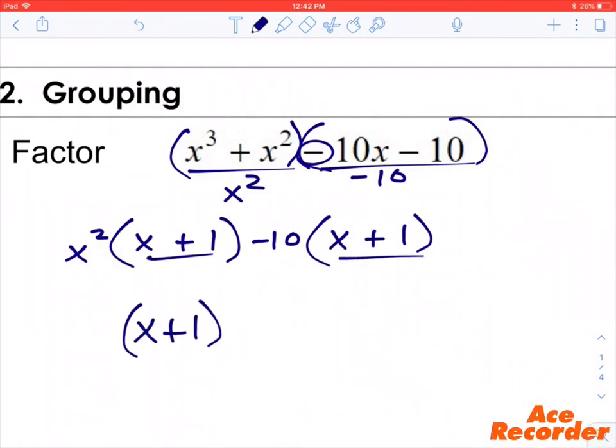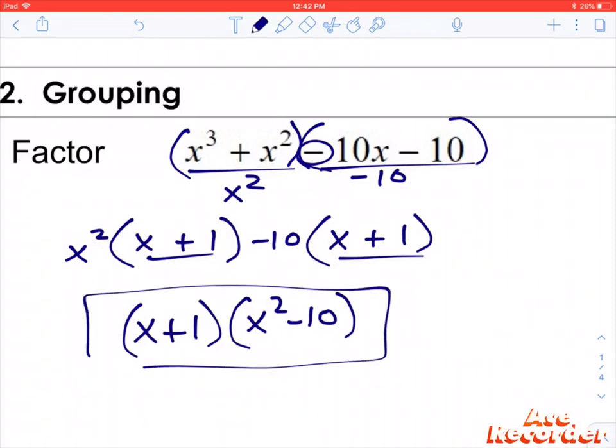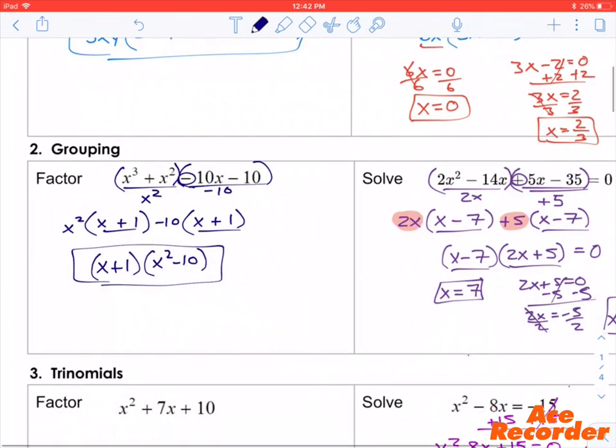They match up. Boom, baby. X plus 1. And then the outside gives us the other parentheses there. So x squared minus 10. There you go. Again, you don't have to go any further once you have it factored. There we go.